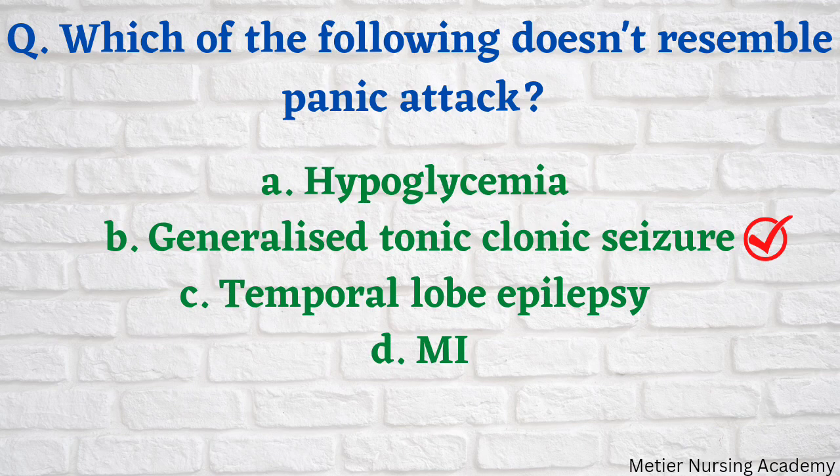Whereas temporal lobe epilepsy can present with psychic symptoms like anxiety symptoms, and this is going to be a differential diagnosis for panic attack. And if there is hypoglycemia or myocardial infarction, the symptoms are going to be the same as panic attack. So hypoglycemia, temporal lobe epilepsy, myocardial infarction can be considered differential diagnoses of panic attack, whereas tonic-clonic symptoms will not be there for a patient with panic attack. So we selected option B.